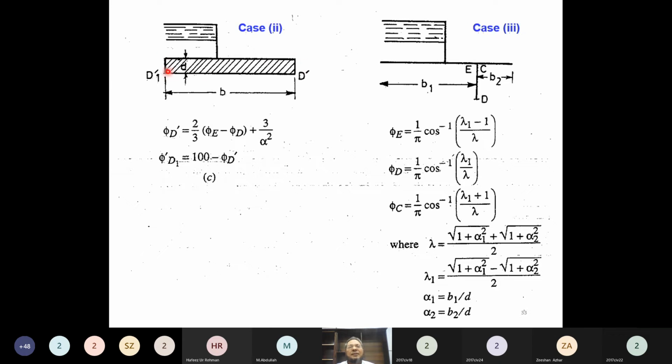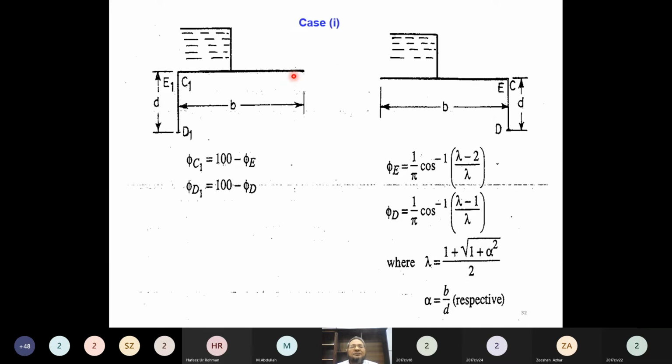And case 2 में क्या है भाई? thickness of floor बहुत ज़्यादा है, sufficient है, तो we need to determine the values of the D1 dash and D dash. पहले हमने क्या निकाला?